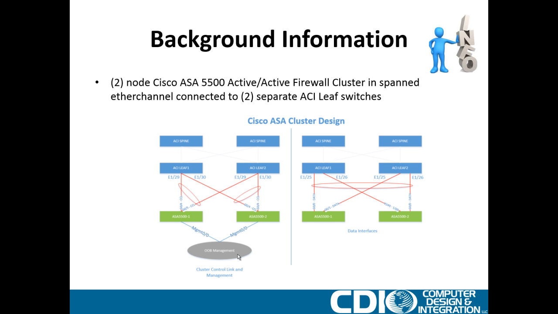So if in the future we ever need to do any service graph, device package integration, we could use that out-of-band management network to communicate with the ASA cluster. And on the right side, we have a spanned ether channel. So each of these firewalls is participating in one logical connection with the ACI fabric. So what we're going to be doing is assigning VLANs to this single port channel, and those VLANs are going to be used for inside and outside connectivity.